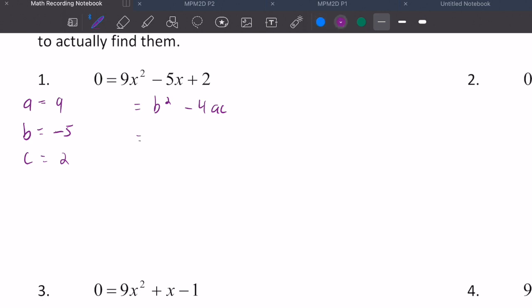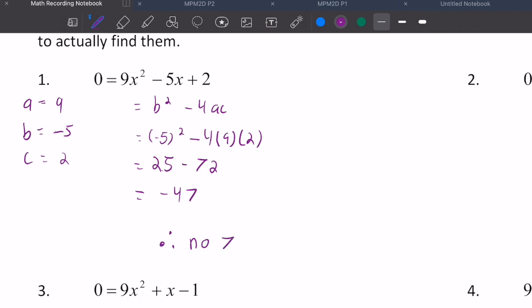So we plug in the numbers that we have: negative 5 squared minus 4 bracket 9 bracket 2. That gives us 25 minus 72, which gives us negative 47. And since this is a negative, we can say therefore, no zeros.